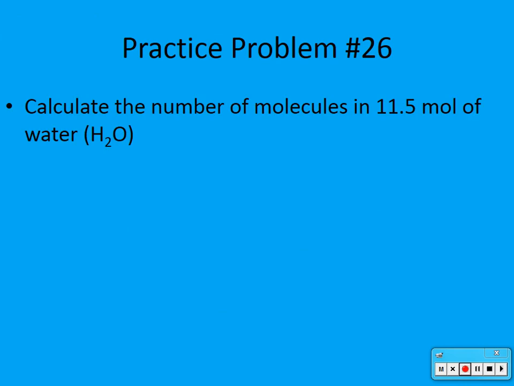Practice problem number 26. It says, calculate the number of molecules in 11.5 moles of water. When I do chemistry problems, I kind of have a systematic approach to doing these kinds of problems. And so we're going to go through the steps that I use to solve them, and hopefully you will follow them and they will work for you. What I always do is underline what they give us. So, for example, in this problem, they gave us 11.5 moles of water. And I circle what it is they want us to find. And that's the number of molecules of water.